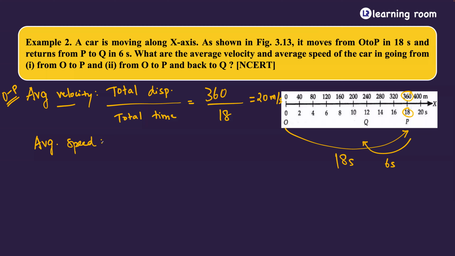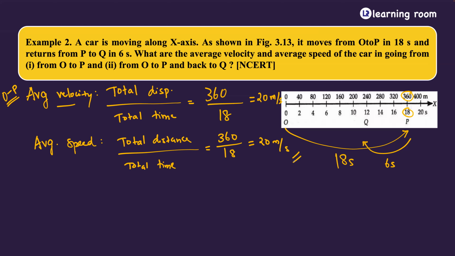Average speed is going to be total distance by total time. So in this scenario, since there is no change in direction when the particle went from O to P, distance and the displacement are same. So you will get the answer as 360 by 18 only, which is still going to be 20 meters per second. Am I clear with this?